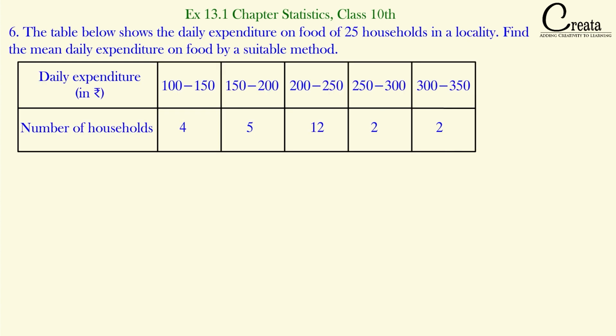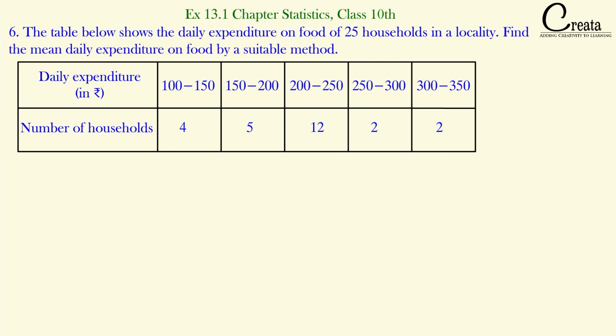In this question, a table is given which shows the daily expenditure on food of 25 households in a locality. A survey is done on the locality and a table we got for the daily expenditure on the food. For example, if we talk about this column, four number of households are expending around 100 to 150 rupees on the food expenditure daily. On the extreme right, we are having two number of households which are spending around 300 to 350, which is on the larger side. And in this question, we have to find the mean of the daily expenditure on food by a suitable method.